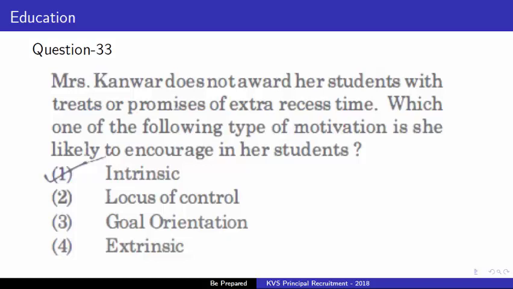Third one is goal orientation. So what is goal orientation? Goal orientation is degree to which a person or organization focus on task and the end results of those tasks.